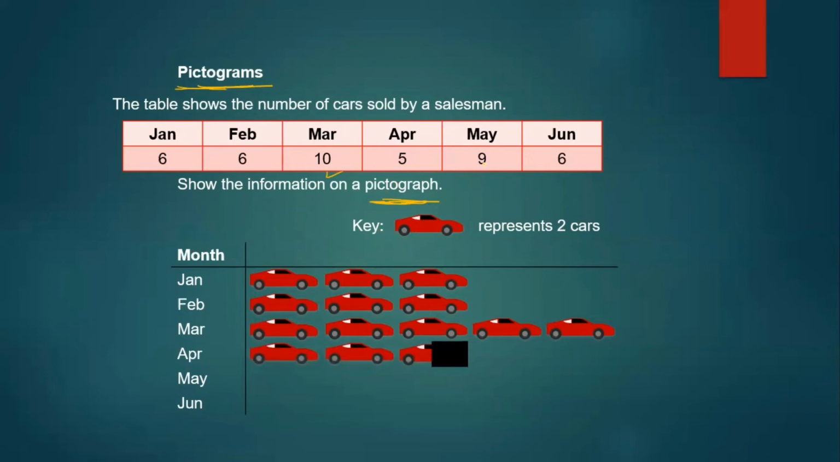For May, it is 9, so we'll be showing 4.5: 1, 2, 3, 4, and the half of that. And June again 6, so we'll be showing 3 cars. So this is called a pictograph or a pictogram.